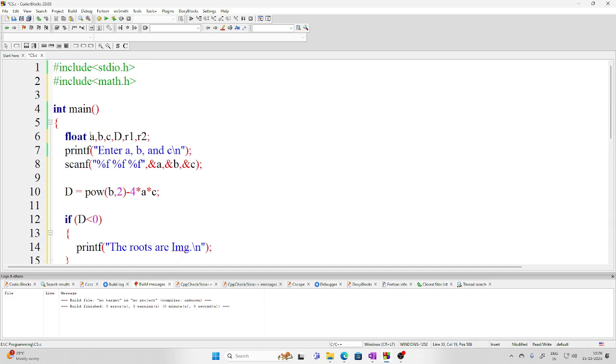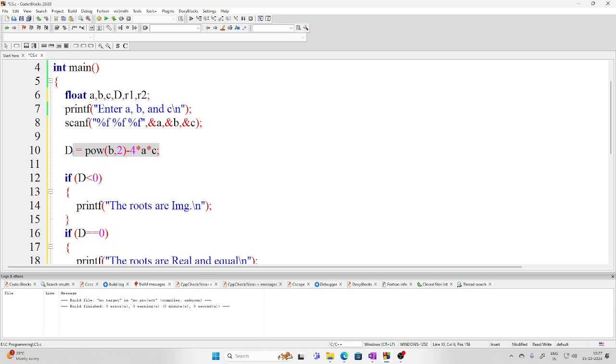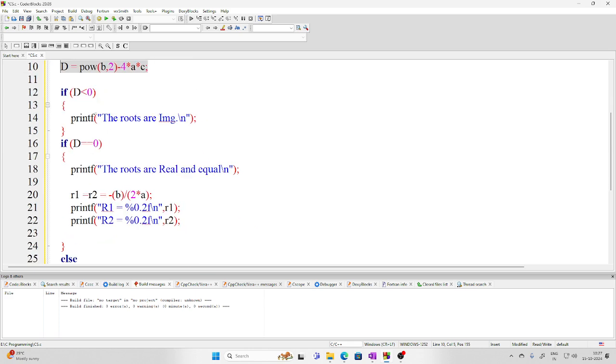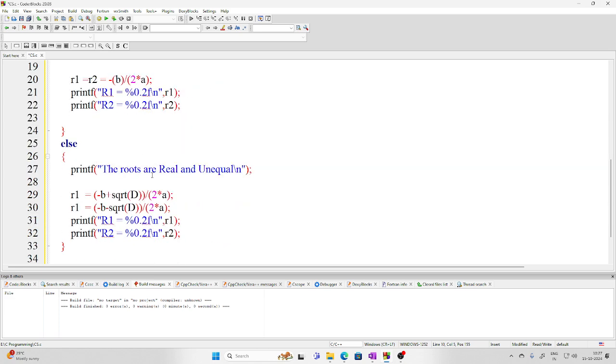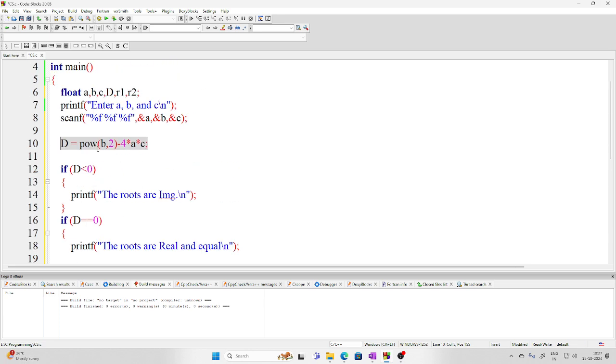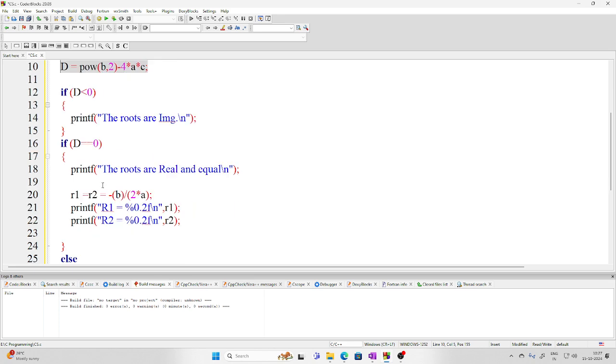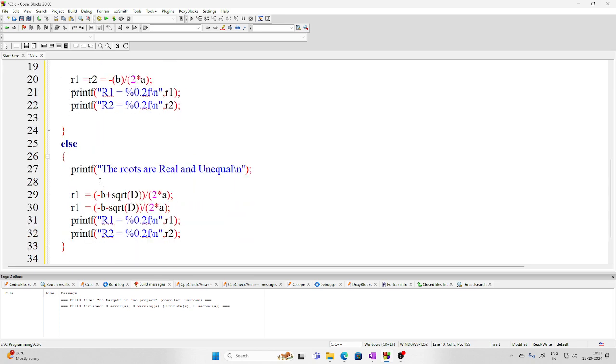So first you have declared the variables, then you have entered the coefficients. A is the coefficient of x square, b is the coefficient of x, and c is the constant. Then you evaluated the discriminant, and now you are checking it. If the discriminant is less than 0, then roots are imaginary. If it is 0, roots are real and equal. If neither less nor 0, then it should be more than 0, which means roots will be unequal and real, and the roots will be minus b plus square root of discriminant by 2a, and this.